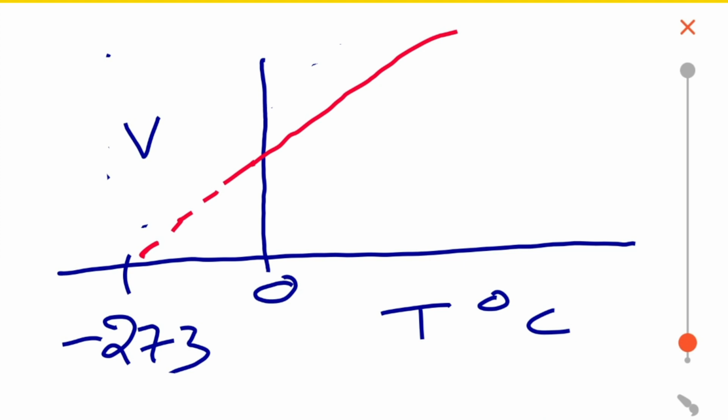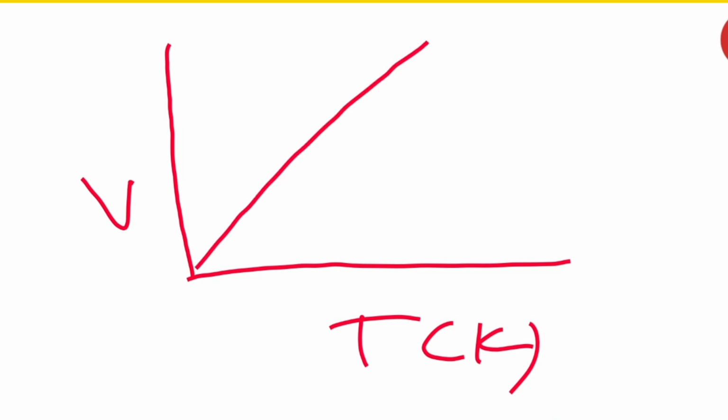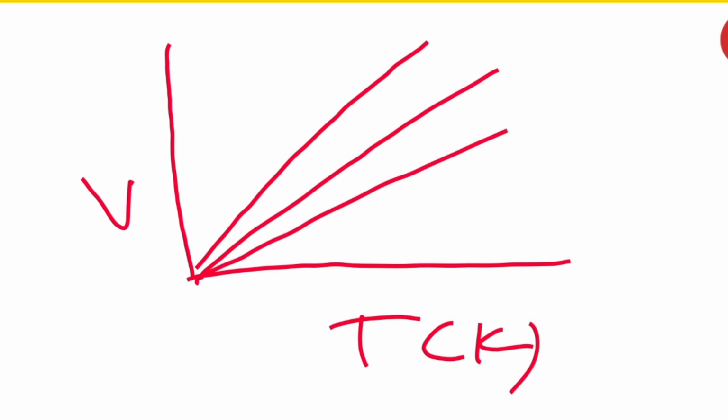Clear? Why is it like this from here? Because after minus 273, the volume of the gas becomes 0. Is that clear to you? Okay students, one more graph is here. We can make one more graph. See, this side volume and this side temperature. Now temperature is in Kelvin. Now I am making a number of curves. Pressure is constant here. Yes or no? Pressure is constant over here.